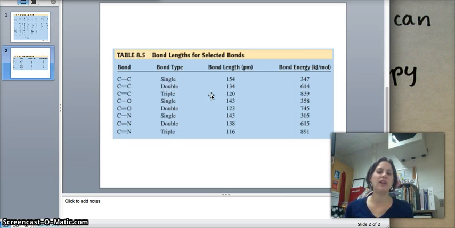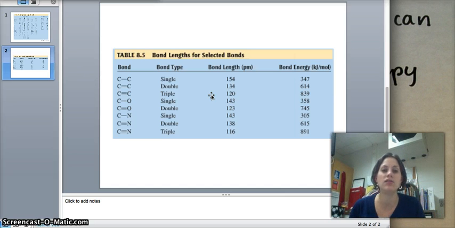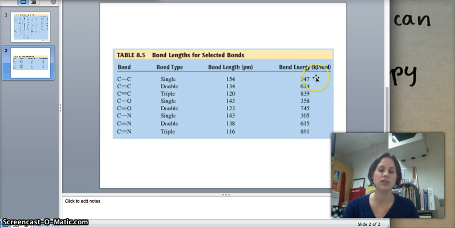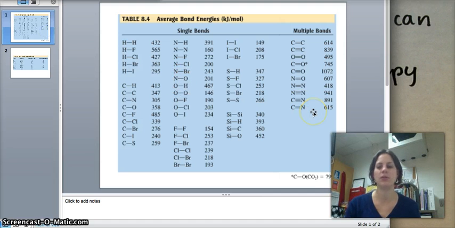Another table I should find is this, bond lengths for selected bonds. And this shows the relationship between bond length and bond energy. I notice with my single, double, and triple bonds that my length, measured in picometers, gets shorter. The bond energy, the energy needed to break those bonds, gets bigger, so more energy is needed to break those bonds, which kind of makes sense because in a triple bond, those atoms are going to be closer together, so more energy is needed to break them. Okay, we'll come back to this table in a little bit.